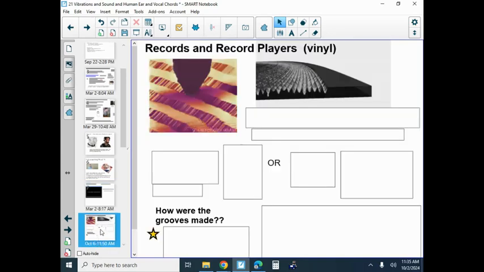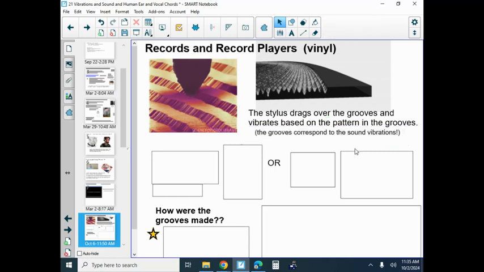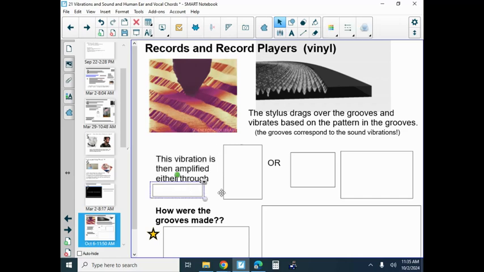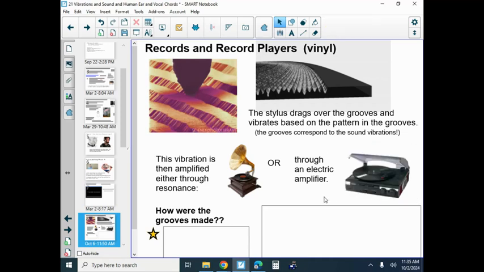Other vibrations in sound links: record players and the little grooves. The little grooves in a record are carved in. So the stylus drags over the grooves, and the little pattern is really the sound patterns. The grooves correspond to those sound vibrations. The vibration can then be either amplified through resonance, old school, or converted to electrical pulses to drive a speaker, right?